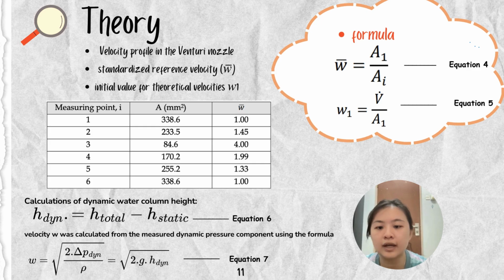For equation 6, we are going to measure the H dynamic. So we will measure H total and H static, which are the heights in the manometer in the experiment. When we measure H total minus H static, we get our H dynamic for equation 6. We need H dynamic because we want to calculate velocity experimentally. So we have the formula in equation 7: W equals the square root of 2 multiplied by gravity multiplied by H dynamic. So we can get our experimental velocity.